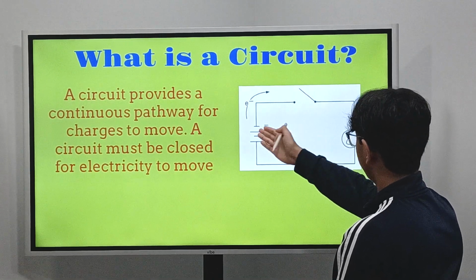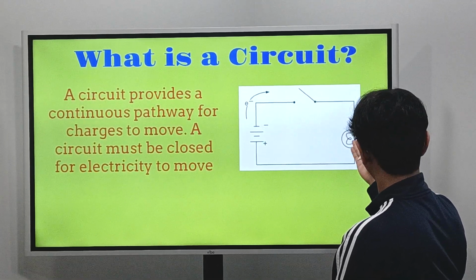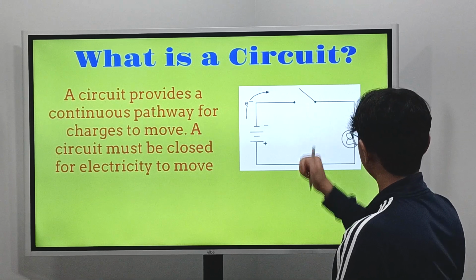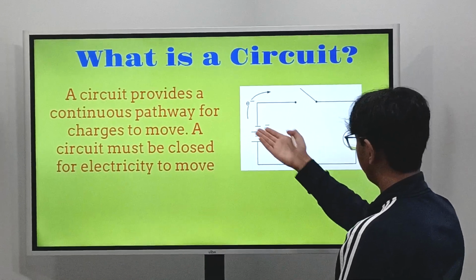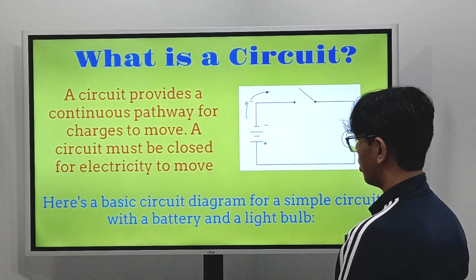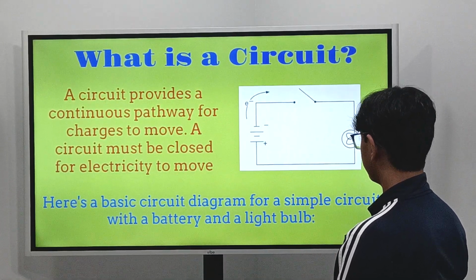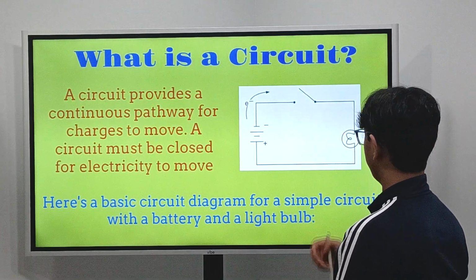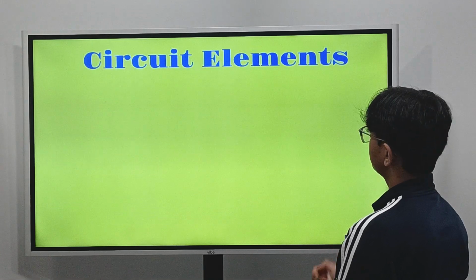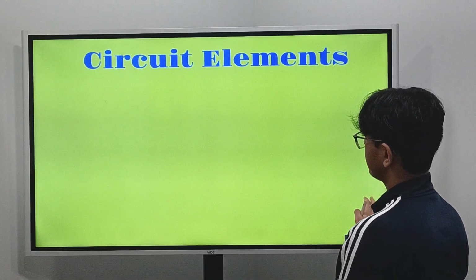Basically what happens here is that we have a battery, and let's say a lamp here, and we have a switch here. The battery provides the flow of current. Furthermore, here is a basic circuit diagram for a simple circuit containing a battery and a light bulb and also a switch. Now let's talk about the circuit elements.